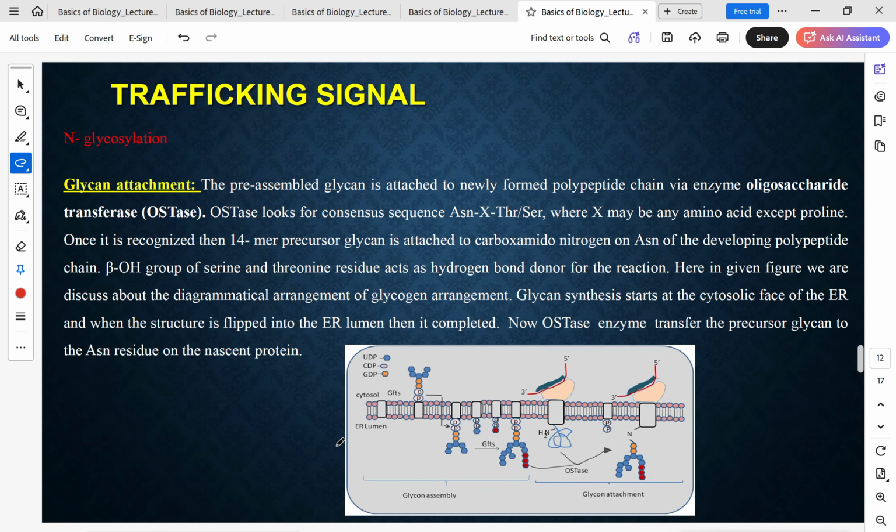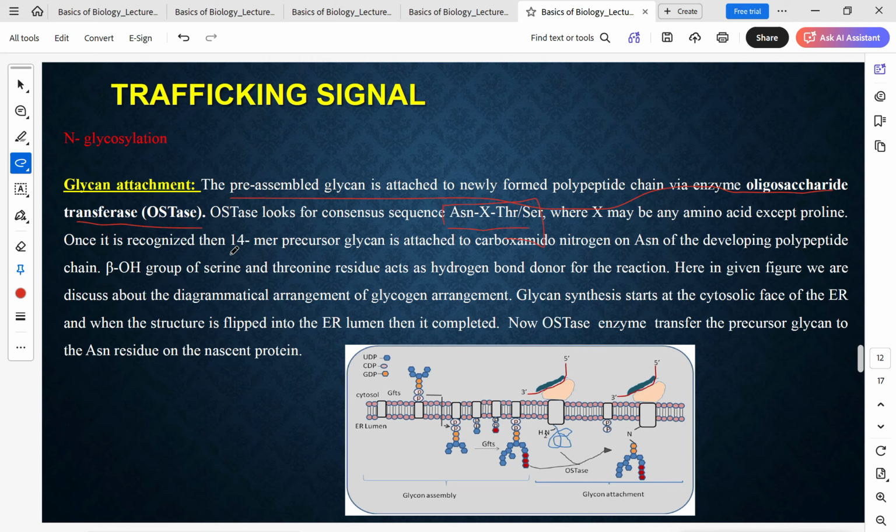The pre-assembled glycan is then attached to the newly formed polypeptide chain via the enzyme oligosaccharyltransferase. This particular enzyme looks for the moiety asparagine, X, threonine or serine in the polypeptide chain. If such a moiety is found, then the pre-assembled glycan can attach to that position.